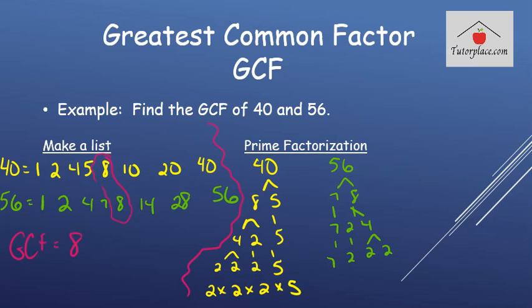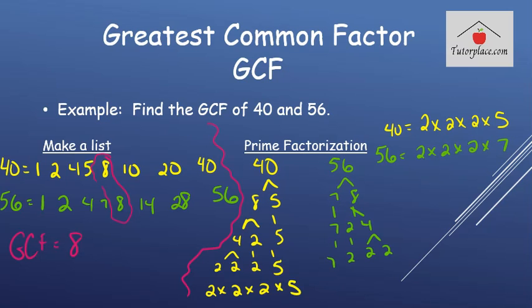So let's rewrite them over here to the side so we can line them up well. 40 is going to be 2 times 2 times 2 times 5. And my 56 is going to be 2 times 2 times 2 times 7.